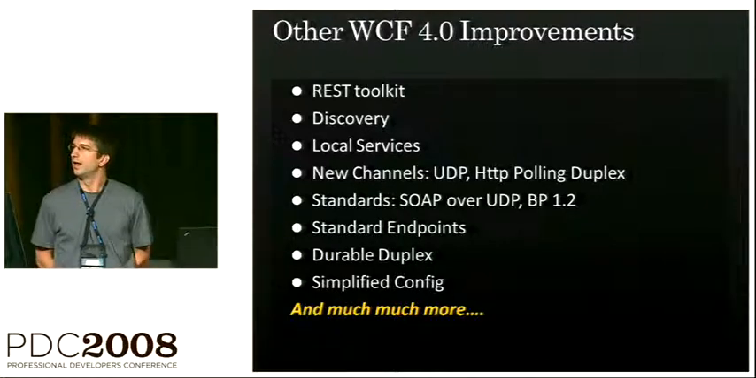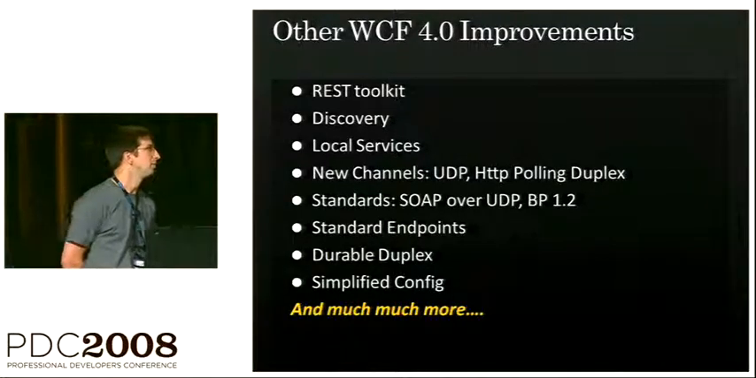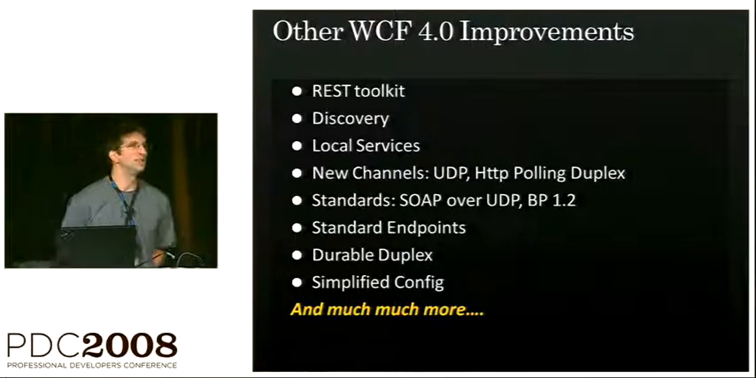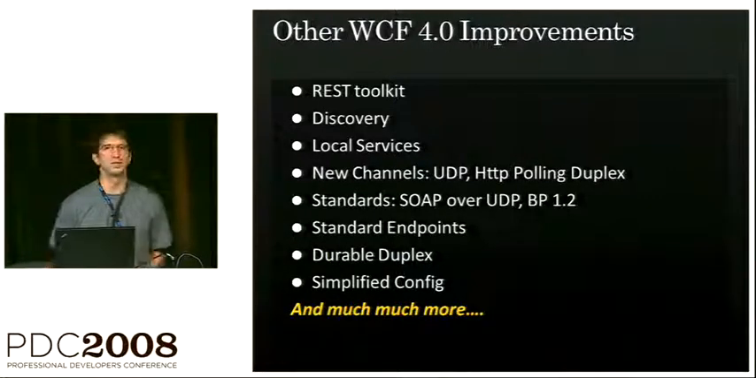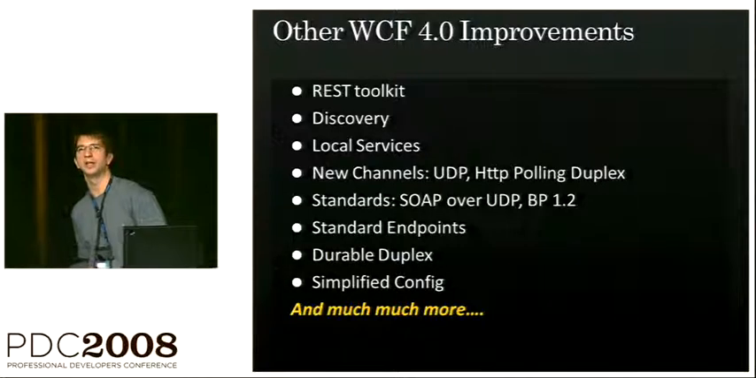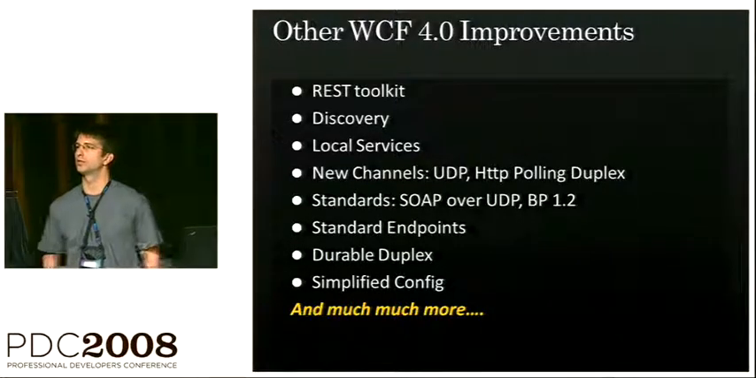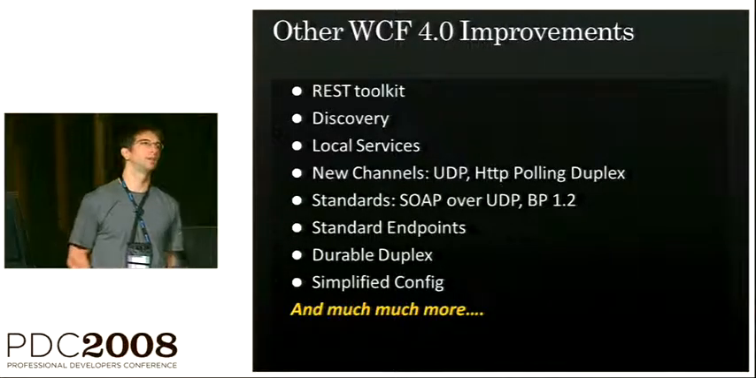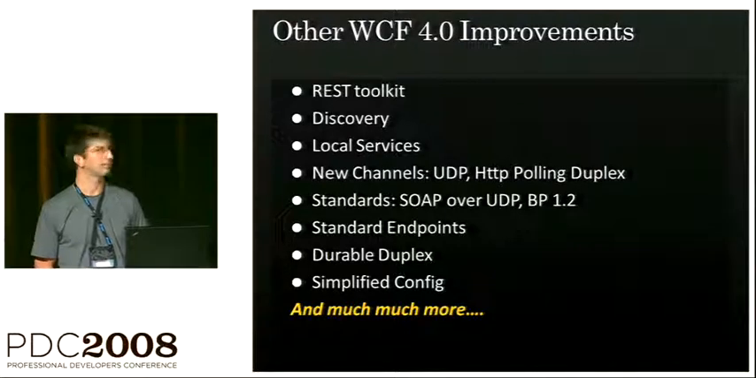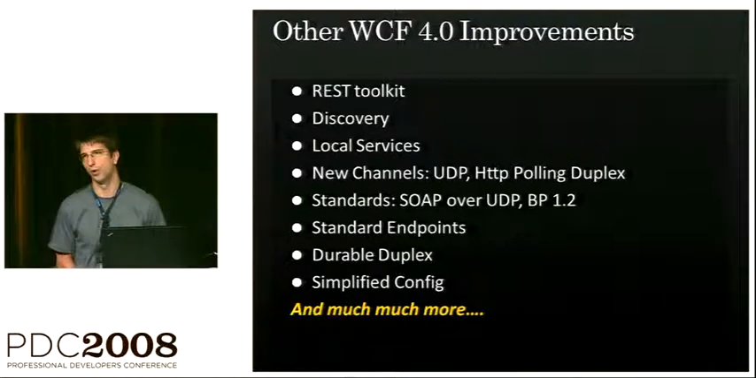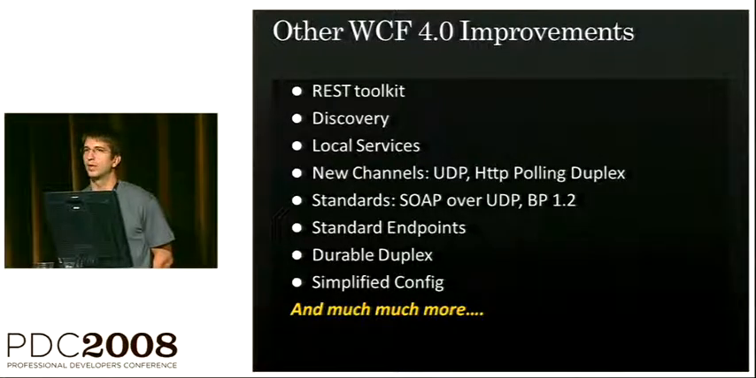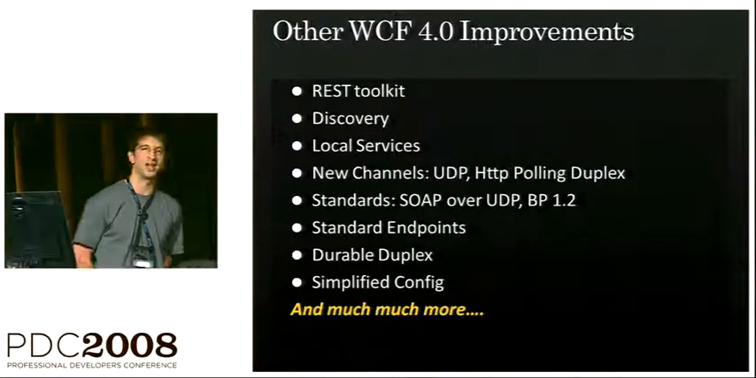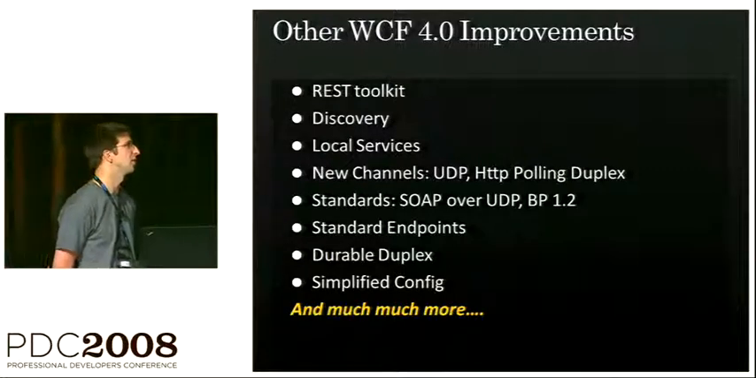Discovery, another wonderful thing that we've shipped in 4.0. All you need to do to make your services discoverable by the WS Discovery protocol is add an endpoint, the discovery endpoint, and add the discovery behavior to your services, and we will start responding to WS Discovery messages on your behalf. If you want to look for services that match a particular criteria using WS Discovery, we've got a discovery client that will allow you to resolve those endpoint references.